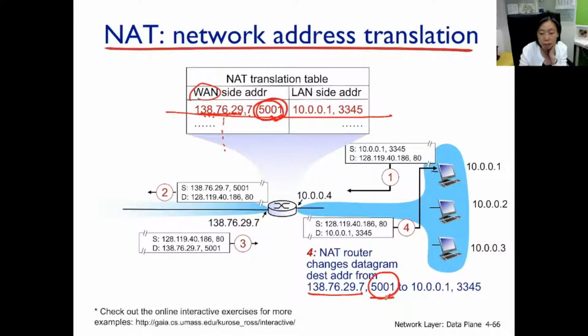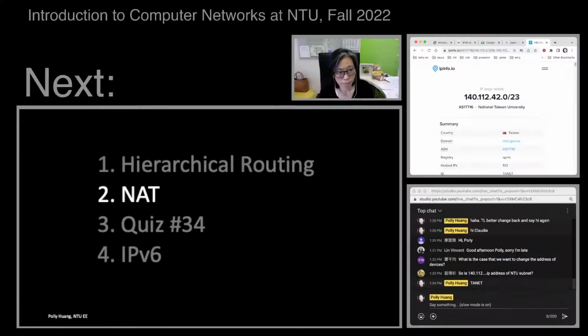So destination port number, you look up this value in the translation table. Identify the entry, and then replace the destination IP address with the LAN side address. Okay, port number also with the LAN side port number. And that's why we see destination IP address, now the fake IP. Port number, now the original browser's port number. That's how NAT works.